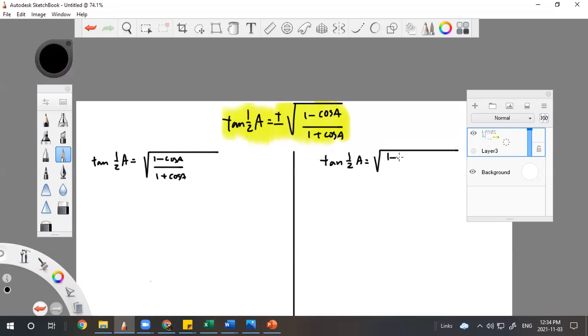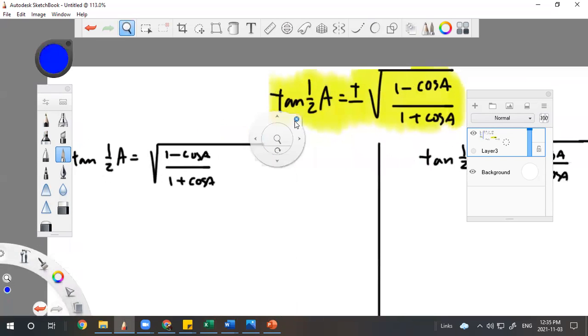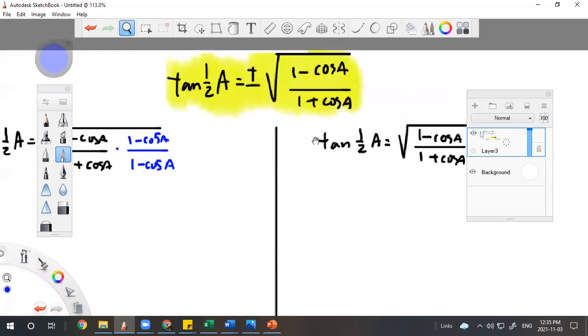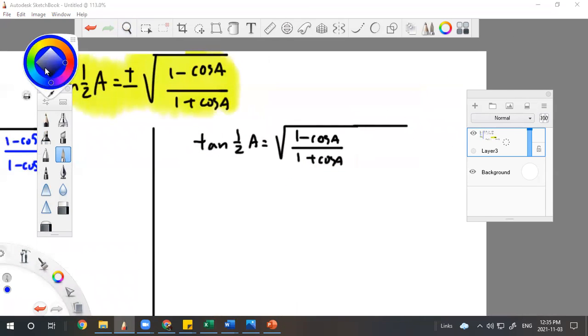Oke, kan ini sama ya. Saya tulis ulang aja sebenarnya, but we do the different order. Dikalinya gini guys. Yang pertama, dikalinya 1 minus cos A over 1 minus cos A. Yang ini dikalinya 1 plus cos A sama 1 plus cos A. Kelihatannya nggak jelas, tapi jadinya lebih enak dilihat nanti.